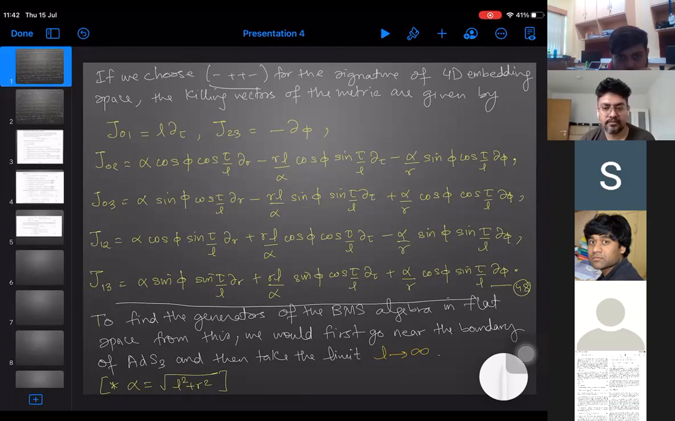Why have you first taken the limit near the boundary? Can you explain that? In the end you told us to go to the BMS algebra from this space, you have to first go near. Yeah, okay. This I will come to. I will come to that.